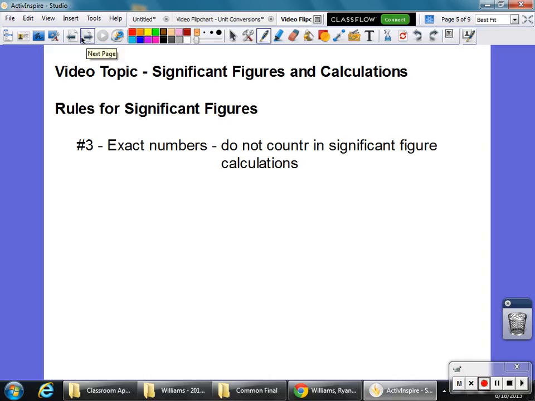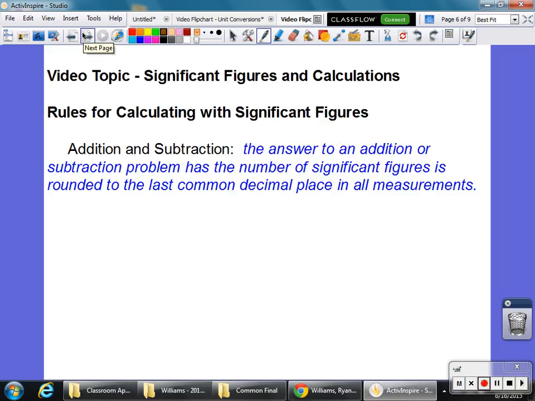So we can either add or subtract measurements with significant digits. And when we do that, the answer of an addition or subtraction problem must contain the same number of digits that is in the common place of all of the measurements.